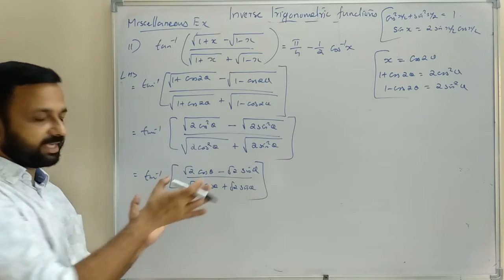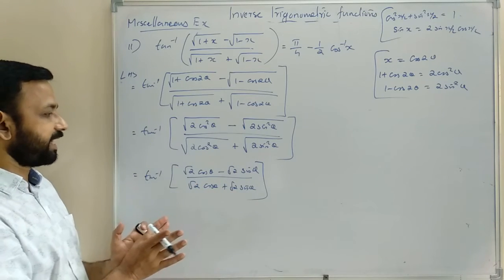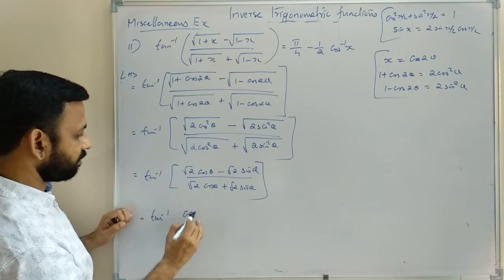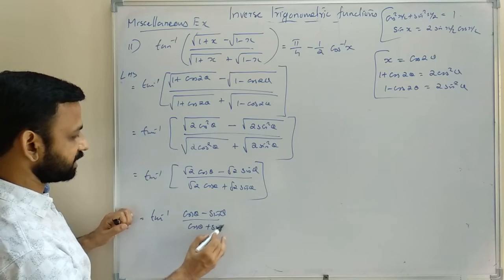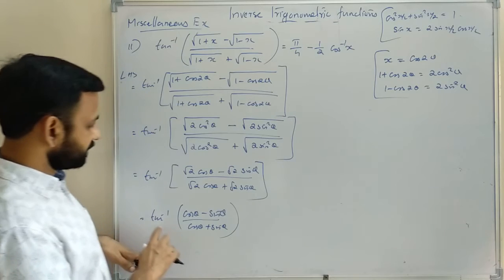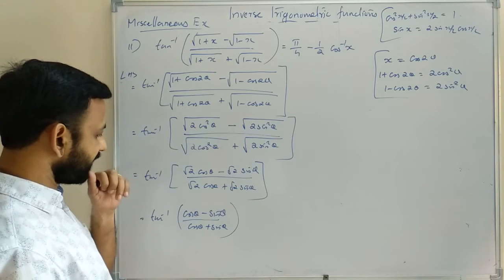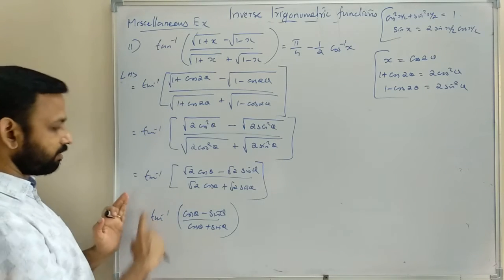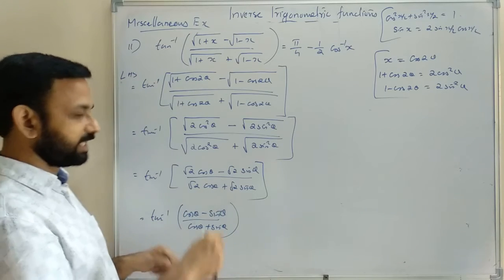So root 2 we can take common from numerator and denominator, root 2 will be cancelled. So we will get tan inverse of (cos theta minus sin theta) upon (cos theta plus sin theta). This question we have done in the previous exercise, in the second exercise, where we divided numerator and denominator by cos theta.